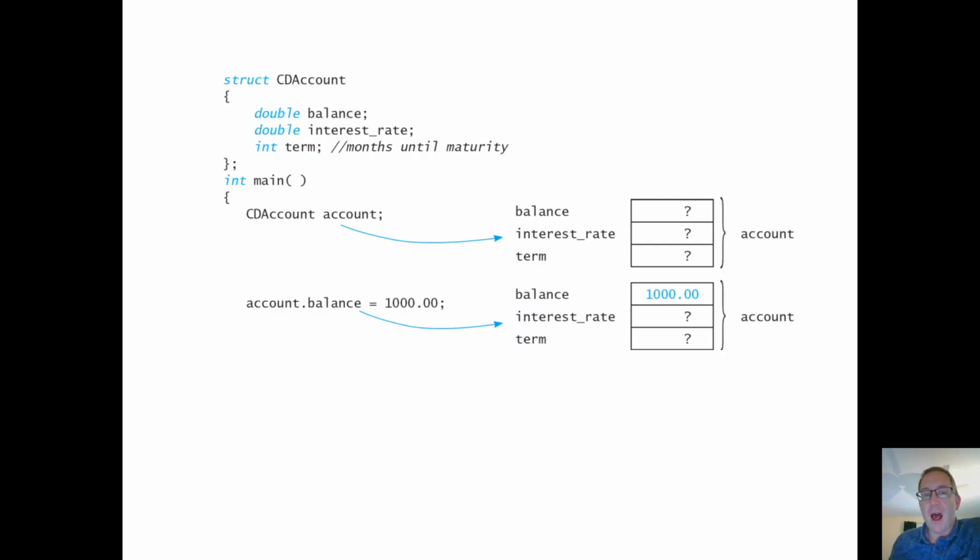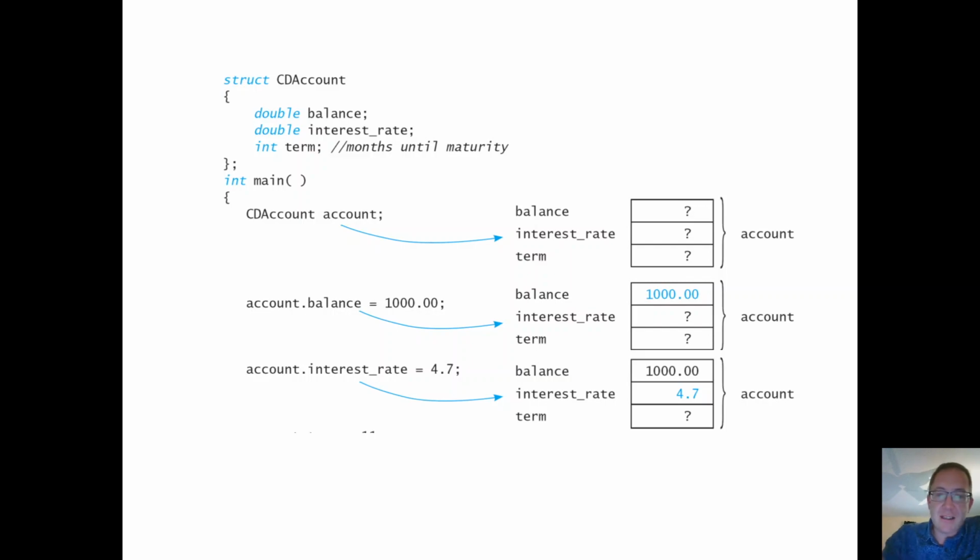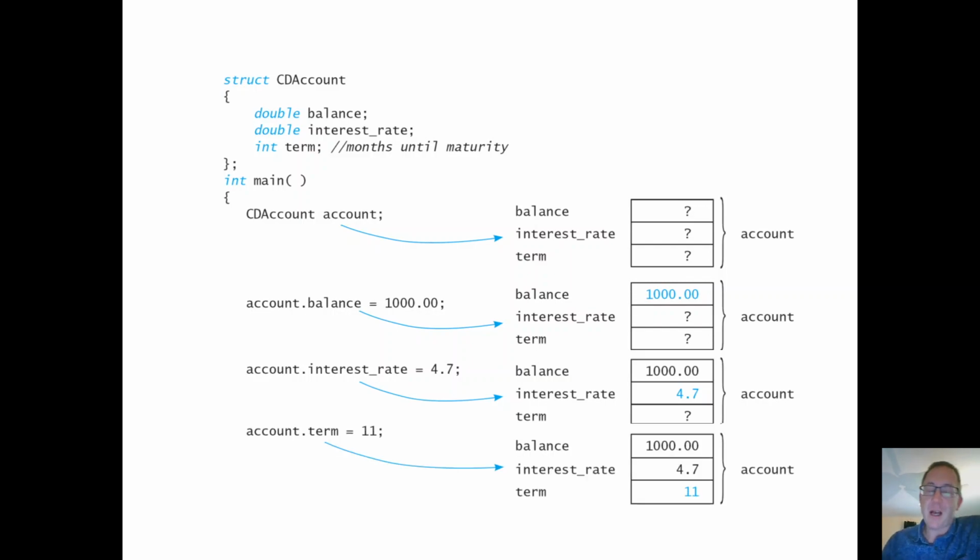From there, if I set account.balance and set it to 1,000, now the balance field, this bucket right here, gets the value 1,000. If I do it again for interest rate, I'll stomp in 4.7 in the interest rate field. If I do the term, stomp in the number 11 into the term. It's the same structure with 3 different fields, and I can go with individual fields.